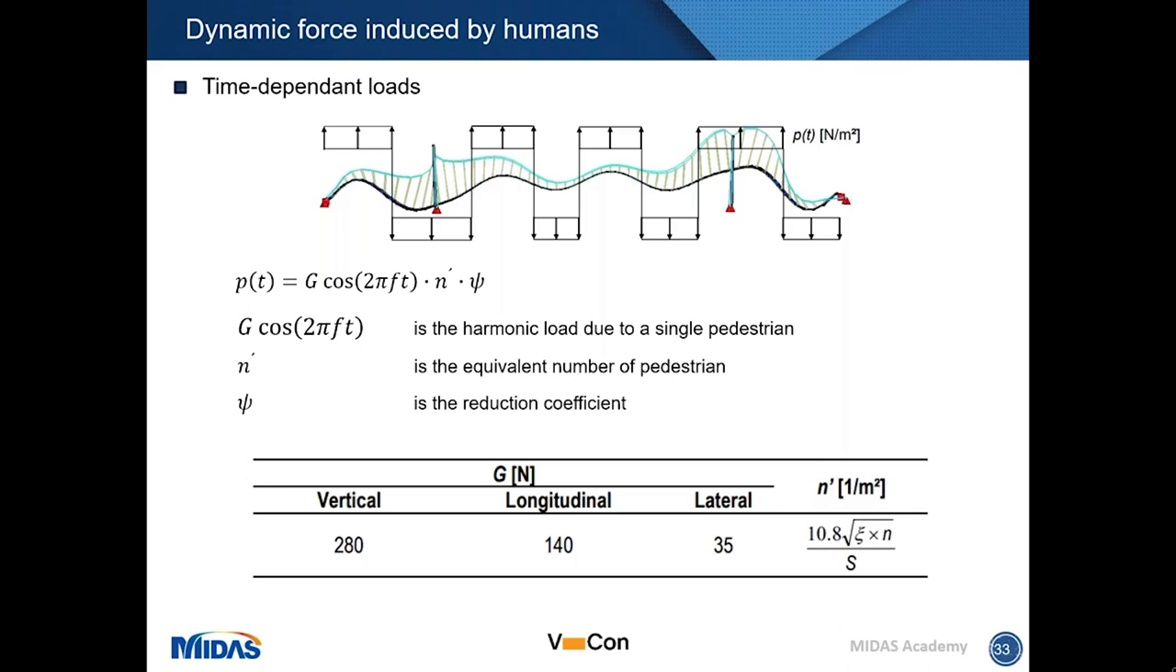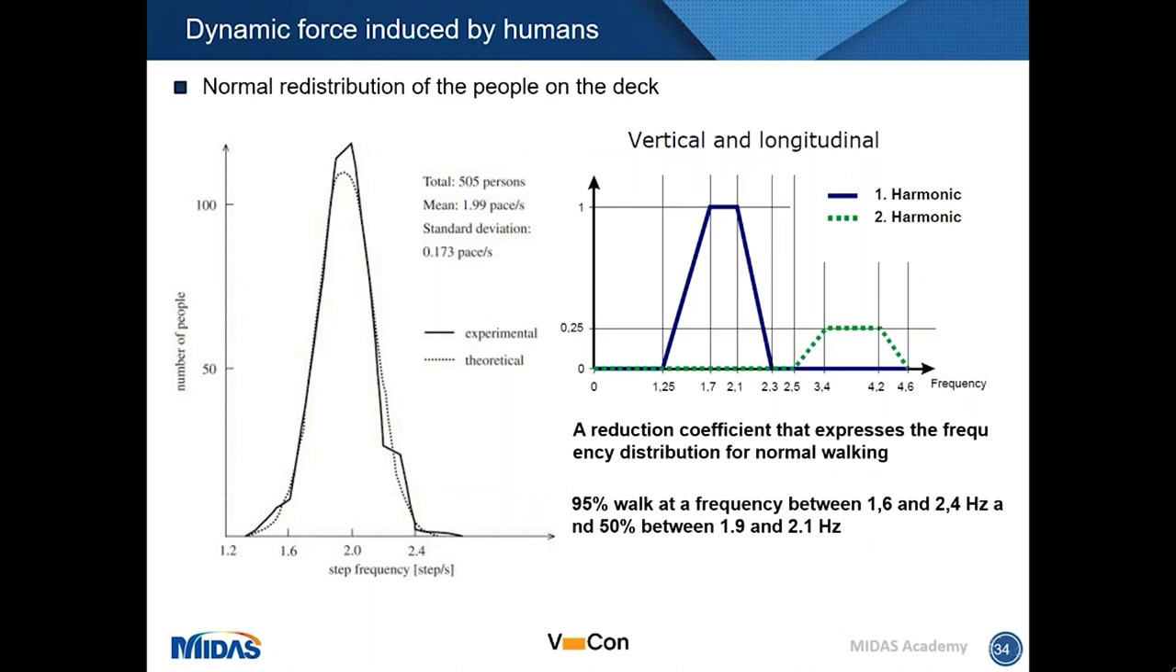Here you can see the G forces, which are divided into vertical in newtons, longitudinal and lateral, and there is also the C factor, which is the reduction coefficient that takes into account the probability that the pacing frequency coincides with the natural frequency, and the coefficient is different for each of the loading models below.